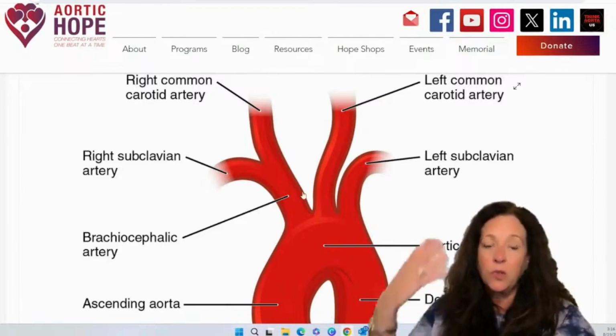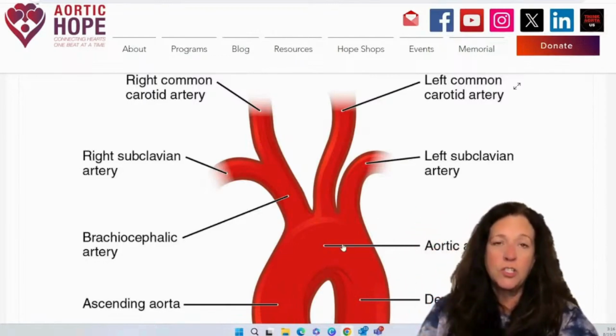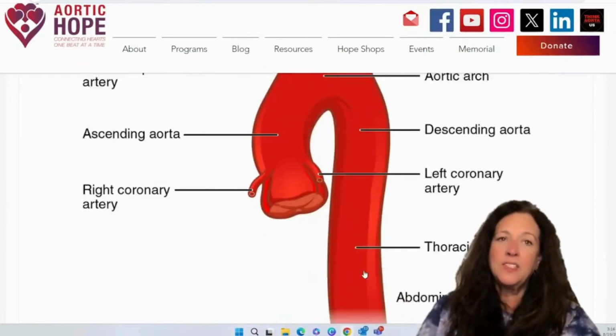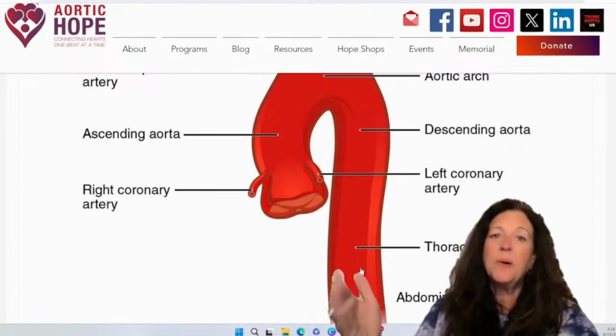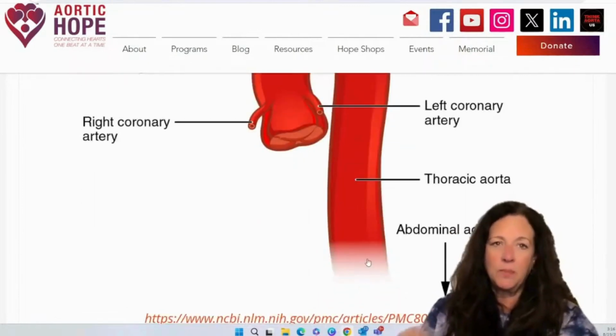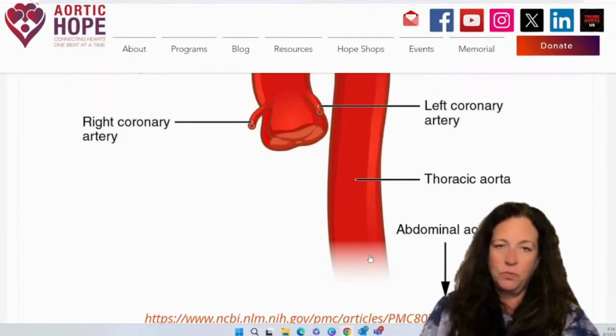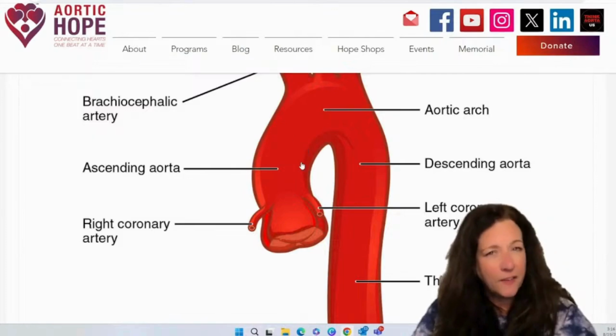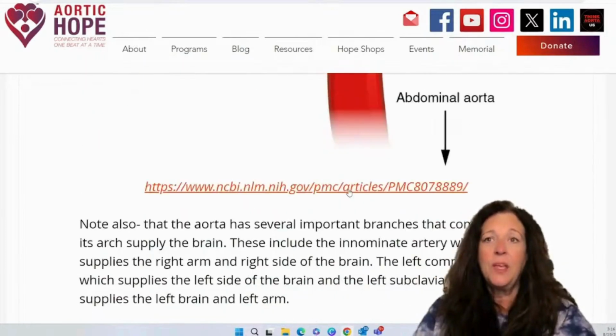So it looks like the right side has an extra little branch. Then you've got the arch. So those are coming off of the actual arch. Then you have the descending aorta, okay? This is still considered thoracic, but then it eventually hits an area that becomes the abdominal. That leads into the iliac towards your legs, okay? We are talking about type A, which means we're talking about anything that started here, in the ascending.